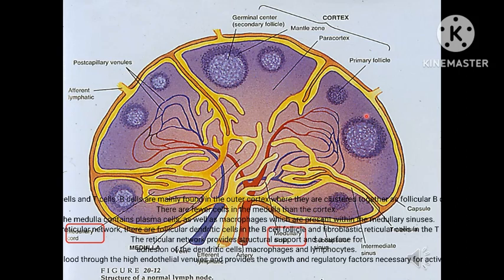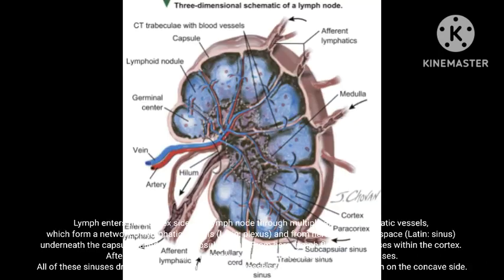It also allows exchange of material with blood through the high endothelial venules and provides the growth and regulatory factors necessary for activation and maturation of immune cells. Lymph enters the convex side of a lymph node through multiple afferent lymphatic vessels, which form a network of lymphatic vessels, Latin plexus, and from here flows into a space, Latin sinus, underneath the capsule called the subcapsular sinus.